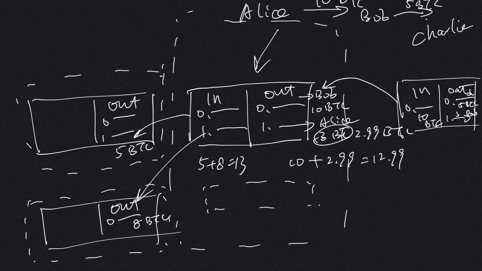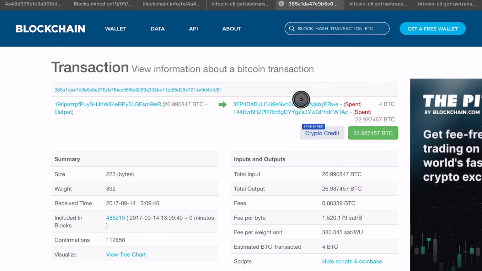That would be close to another 5, but since Bob needs to pay the transaction fee as well, Bob will get 4-something BTC back. So this is basically how the transaction works in Bitcoin. Let's take a look at a real transaction in Bitcoin.